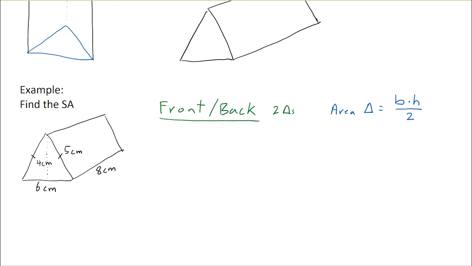Now in our case, our triangle has a base of 6 centimeters. And it has a height of 4 centimeters. And then we divide it by 2. So that's the area of one triangle. Now, since we're calculating the area of not only the front triangle, but also the back triangle, we'd want to multiply this by 2. So we end up with 24 squared centimeters. So that's the area of the front and back triangle.